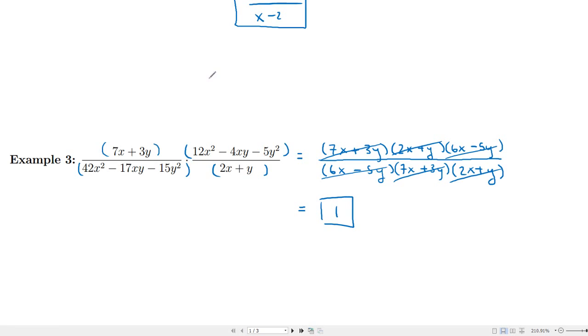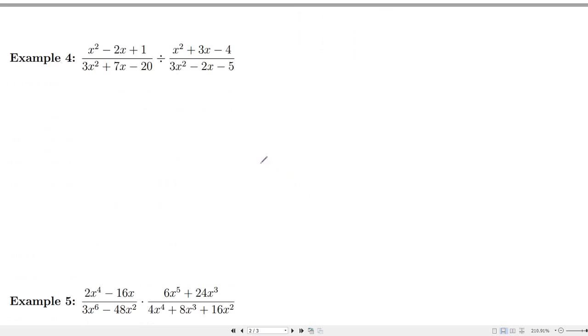Continuing on, looking at this. So now we're going to do division. Okay, so when you divide, the trick to convert this is change to multiplication by multiplying by the reciprocal.